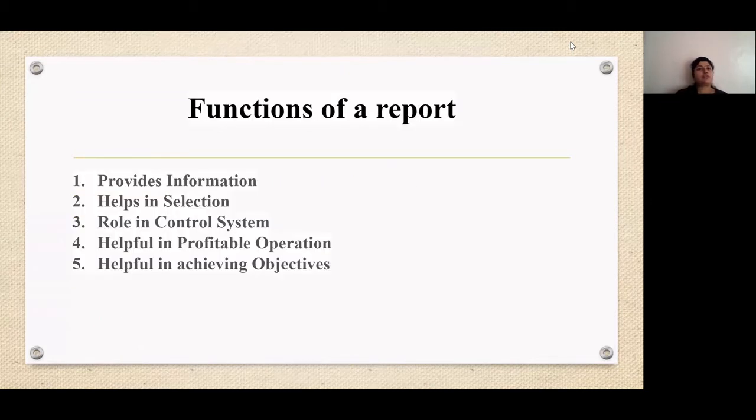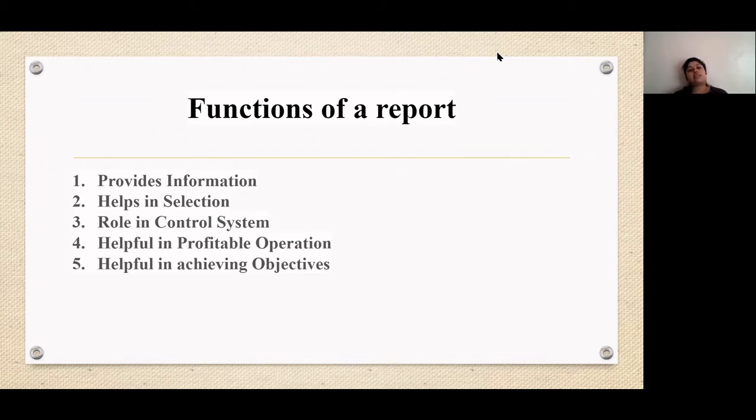So the next part is functions of a report. What functions does a report fulfill? Now, the very first function is that it provides information. As we have seen, the data is being collected, because whatever we want to analyze or report, okay, we have to gather the information, the data, and from that information or data, we sort down the relevant information. Okay, this we are also going to discuss in the next slide, that it provides information regarding a specific thing or a happening or an activity, or a point on which the report is being asked to be made.